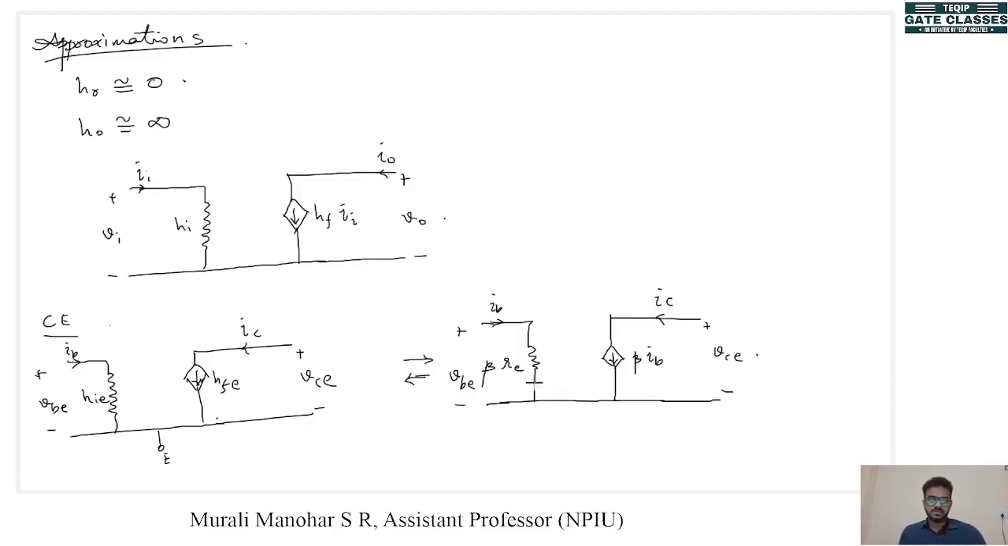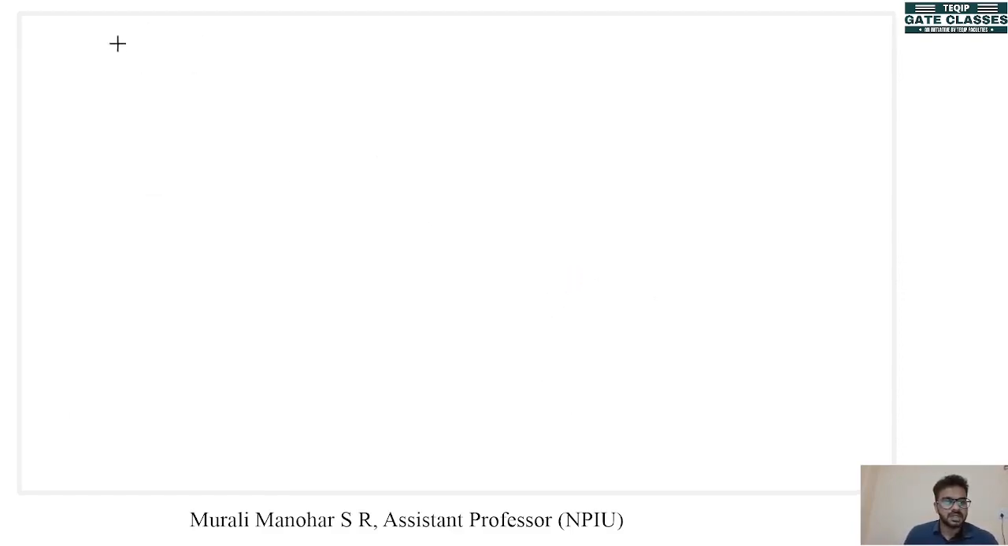Now you might be wondering where this beta came from, because I haven't yet told you why there is a beta here. The reason is we know that in common emitter configuration, when we look at the base emitter junction from the emitter, there is a resistance at the emitter, and that resistance is RE, right? So this was the circuit that we had converted to this.